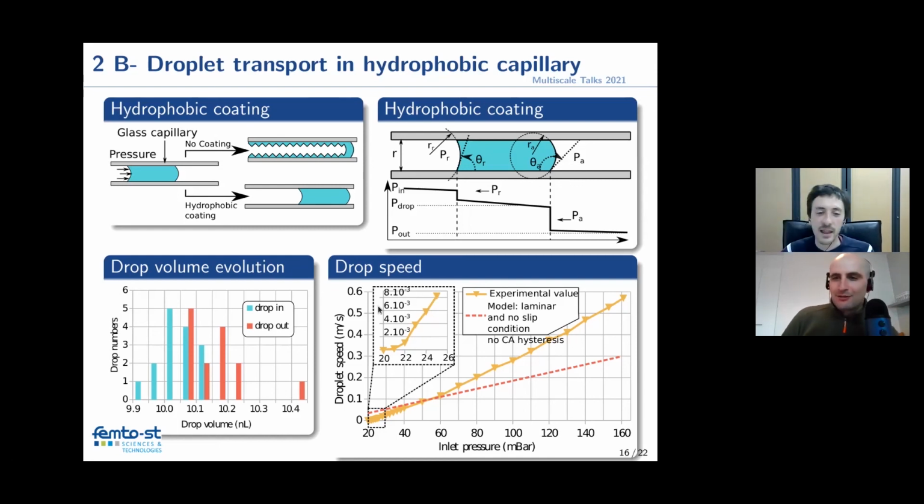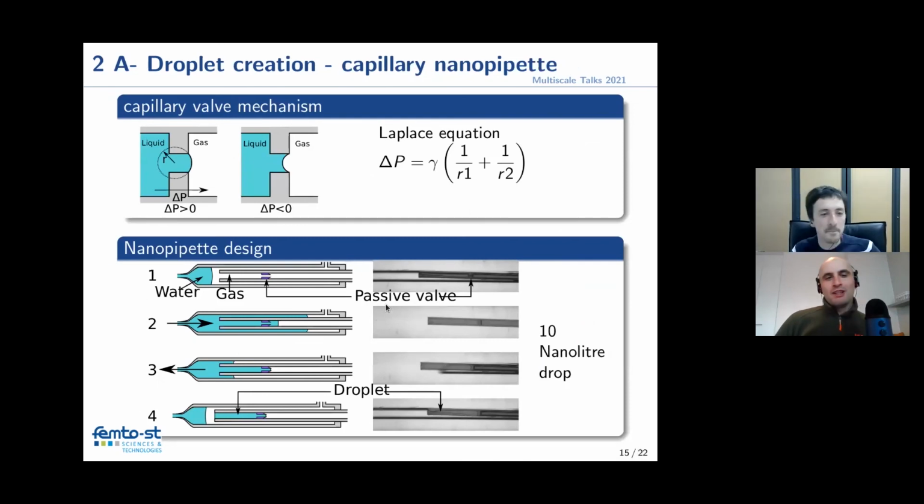Yeah, I actually have only one more question. If you go to slide 15, I think it's the previous slide. Yeah. So what kind of frequencies can you achieve just making these droplets? Like how quickly can you go from 1 to 4?